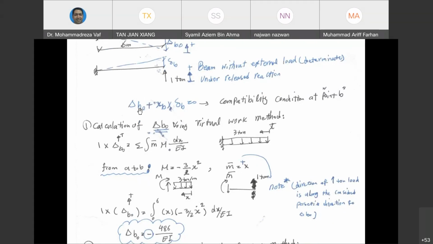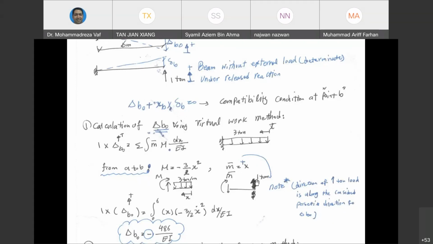So the first part of this compatibility calculation is now clear. We know how much delta VO is. Now we need to calculate how much delta VB is. Okay, delta VB is for a beam that has only a unit load over there.